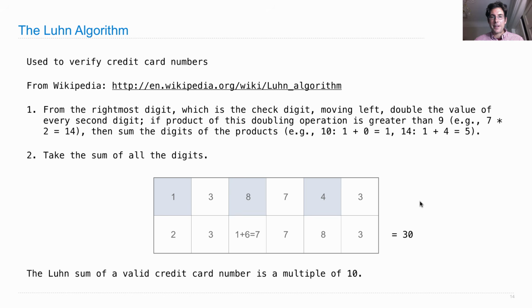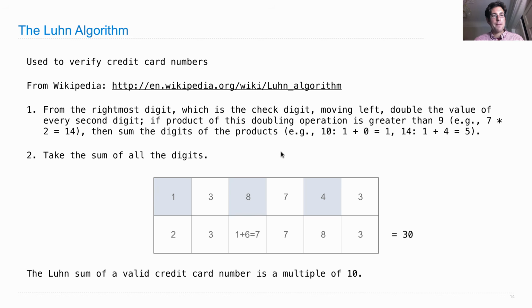And a valid credit card number will always have a Luhn sum which is a multiple of 10. So what's the point? Well, the nice thing about the Luhn sum is that if any one digit is incorrect, then the Luhn sum will be something other than a multiple of 10. Moreover, almost all transpositions, so say I switch the 4 and the 7, will be detected by the Luhn sum algorithm and give a result that's not a multiple of 10.